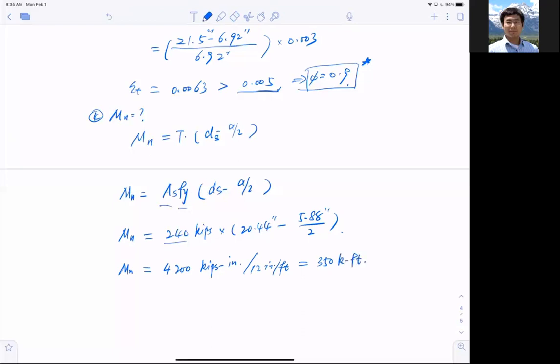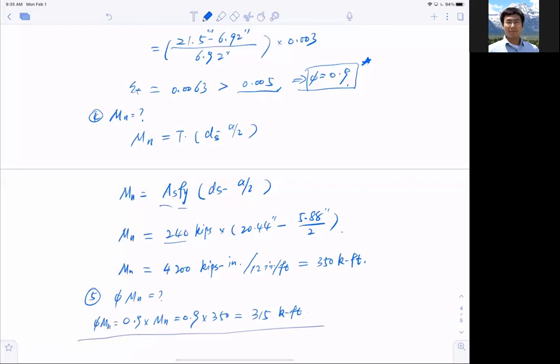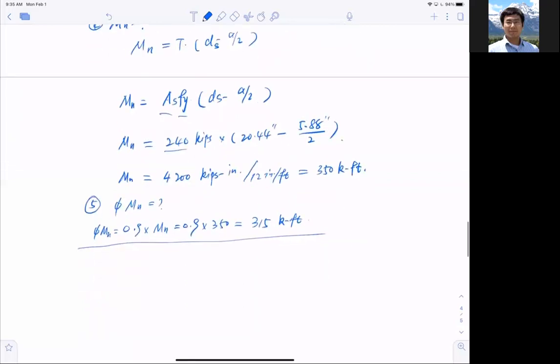So that is the nominal flexural strength. So last step, but not least, I want to find phi Mn, which is easy. So 0.9 multiplied by Mn, 0.9 multiplied by 350, and that gives me 315 kip-foot. Kip-foot. Okay. All right. So this is the second example.